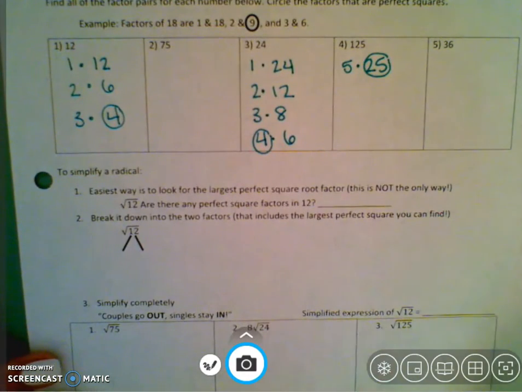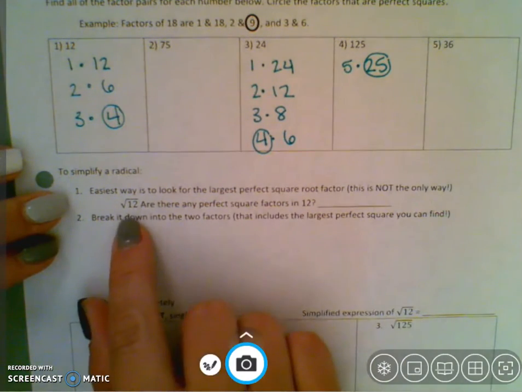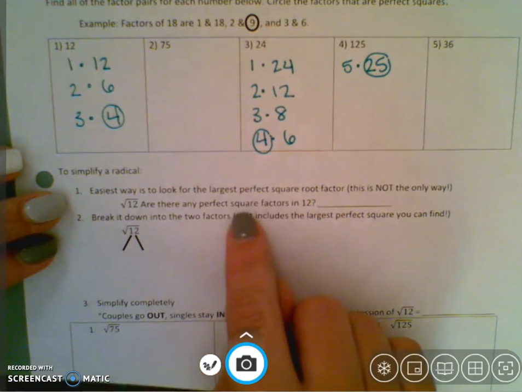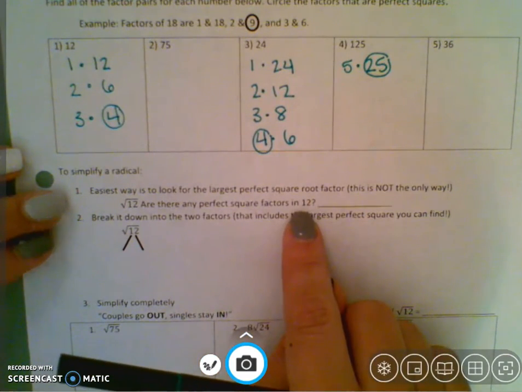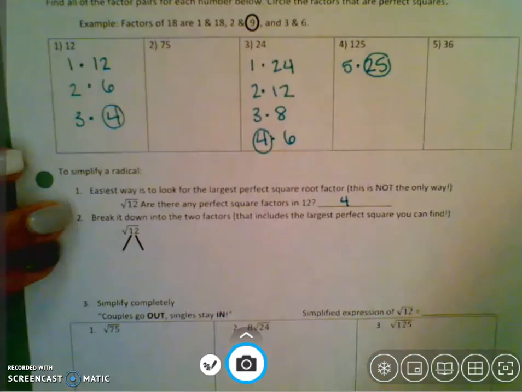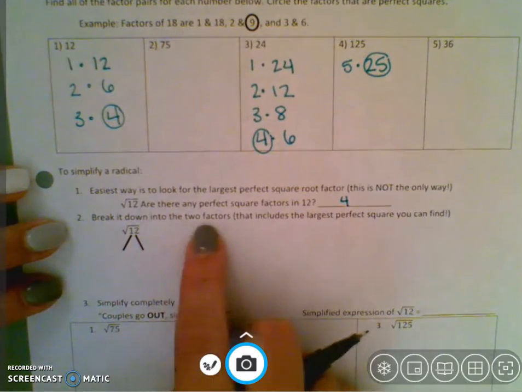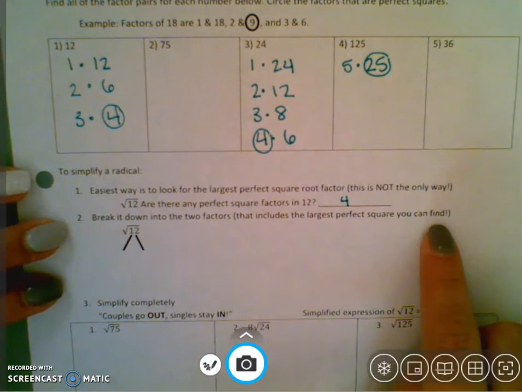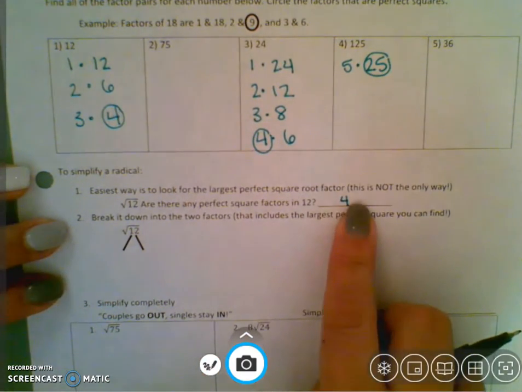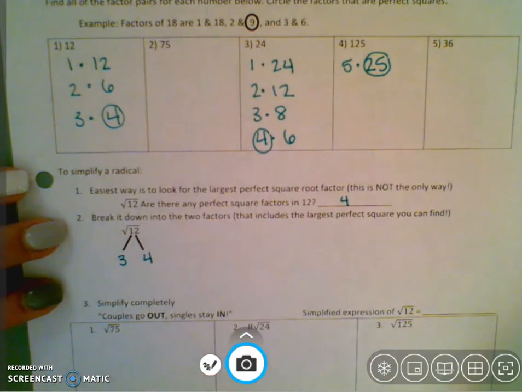Okay, let's go down. It says to simplify a radical, the easiest way is to look for the largest perfect square root, but this is not the only way. So 12, are there any perfect square factors in 12? Yes, we found it above. So for this, the perfect square factor is 4. It says break down into the two factors that include the largest perfect square you can find. So the largest perfect square for 12 was 4, so that's 3 times 4.